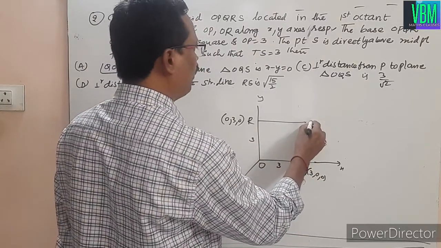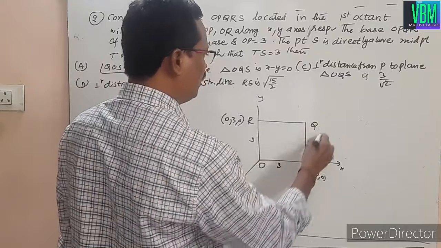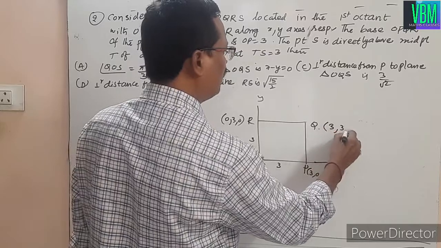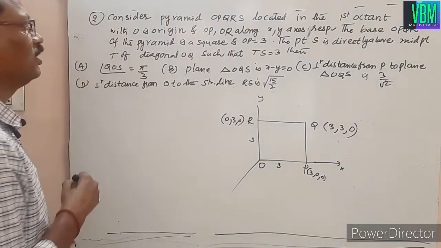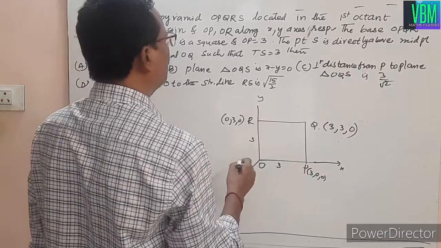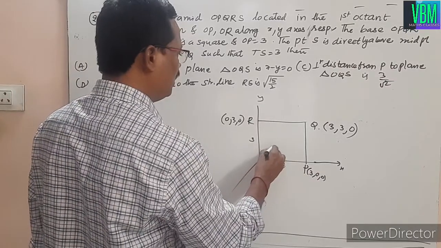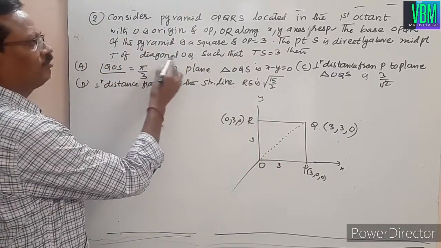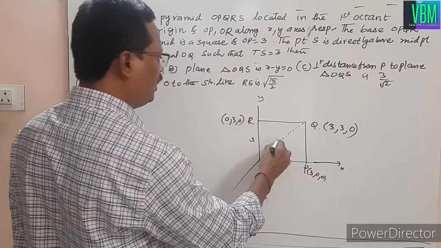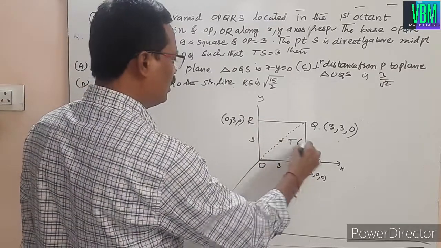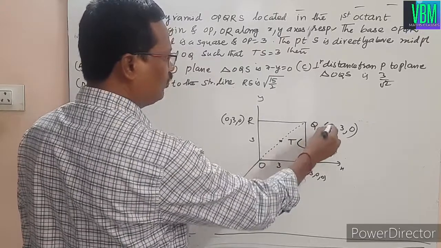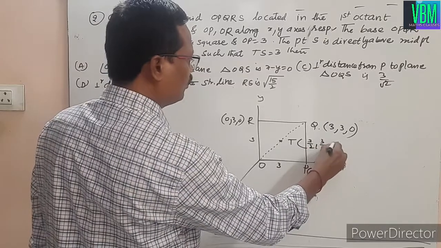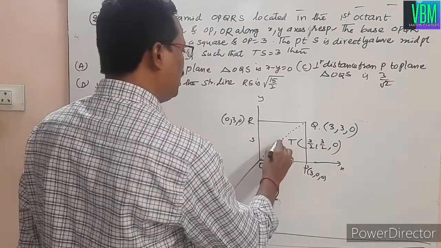OPQR, this is the Q point. Q is in the xy plane with x coordinate 3, y coordinate 3, so 3, 3, 0. OQ is a diagonal, and T is the midpoint of this diagonal. Therefore, T coordinates: midpoint of OQ, x1 plus x2 by 2, y1 plus y2 by 2, so 3 by 2, 3 by 2, 0.